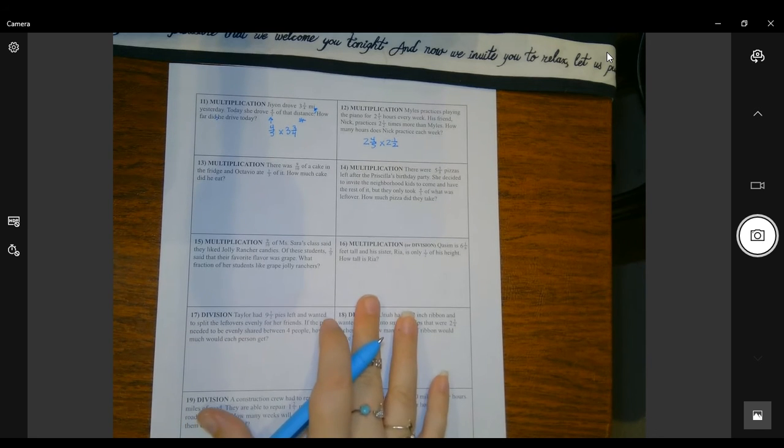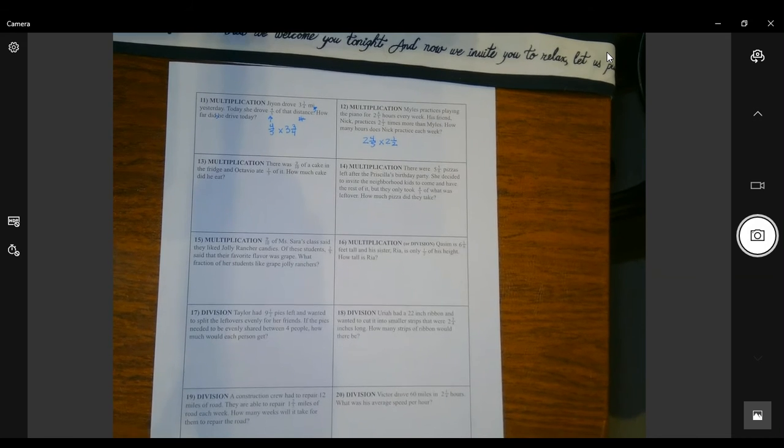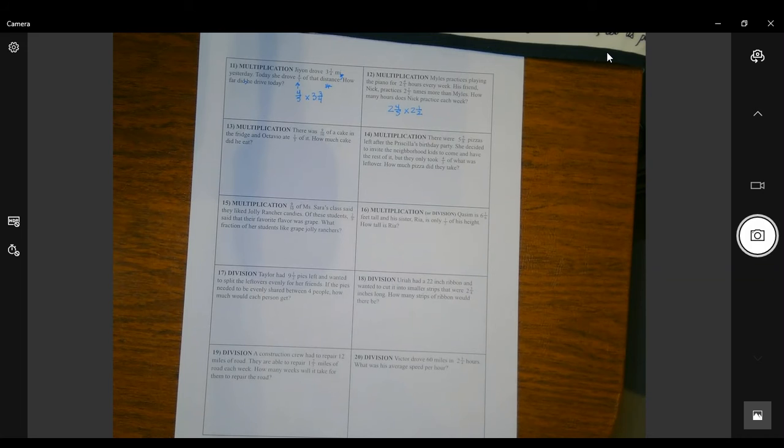Okay, again, I want you guys to be trying these on your own first, and then pause the video, try it, and then unpause it and come back to see how you did.